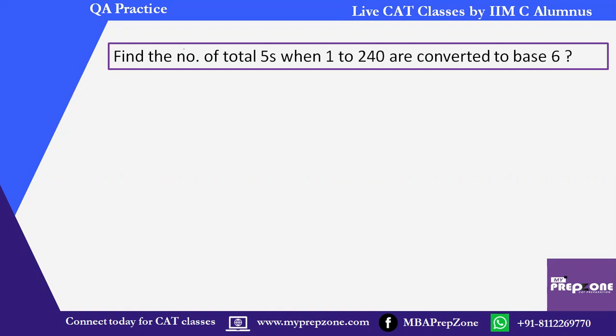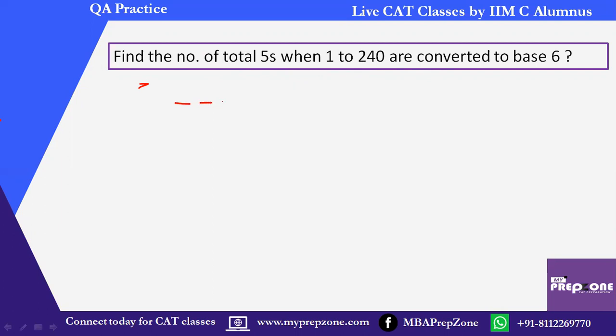The question says, find the number of total fives when 1 to 240 are converted to base 6. Okay. So I have some number in decimal system, 1 to 240. I have to convert them to base 6 and count the total number of fives. So I know I have to convert to base 6. So first thing that we should see is whether it will be a 3-digit number or a 4-digit number in base 6. Right? That is the first thing, because the number of digits is going to determine the number of fives.